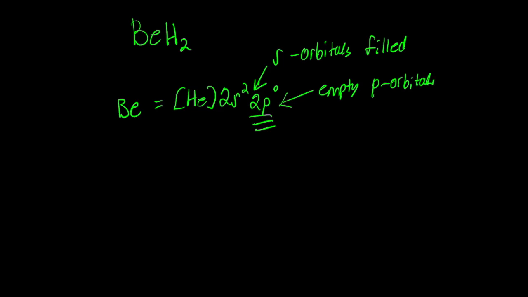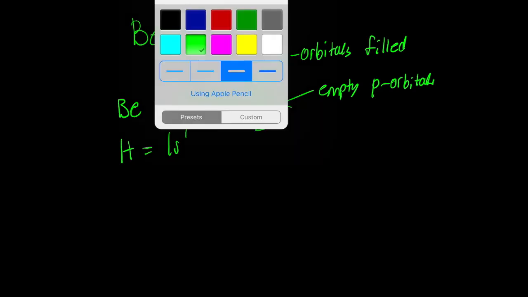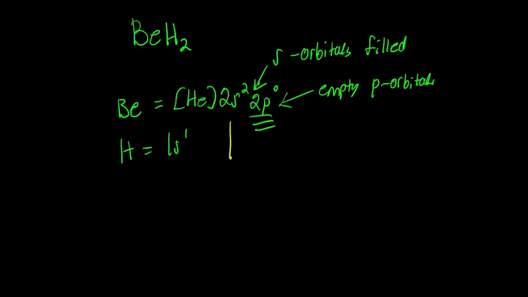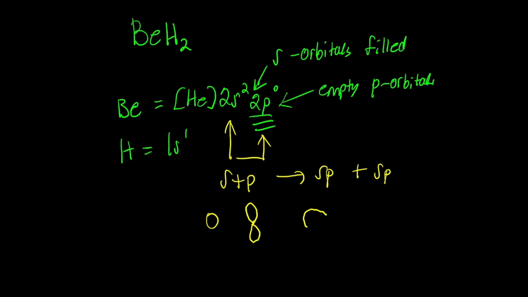Now, hydrogen, as we all know, just has one s1. It's got an s orbital. So what we do is we need to create those bonds of 180 degrees. So we take the s and the p, and we make two new orbitals. So here's an s orbital, here's a p orbital, and you make one orbital going to the left, let's say, and another orbital going to the right.